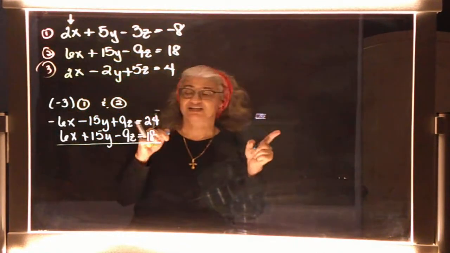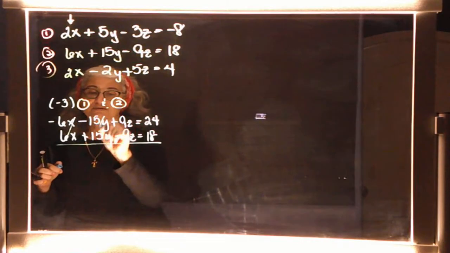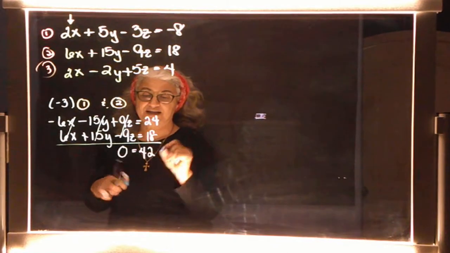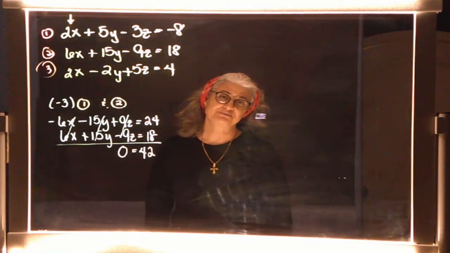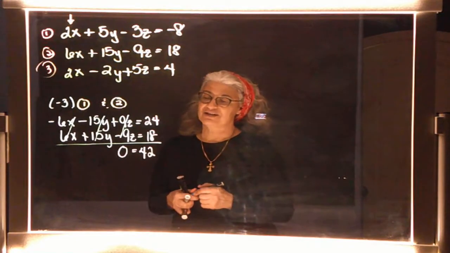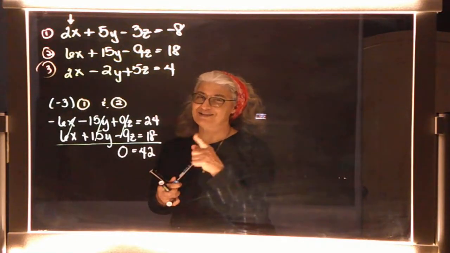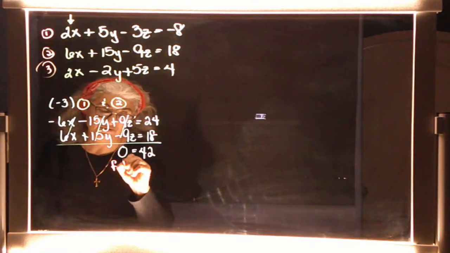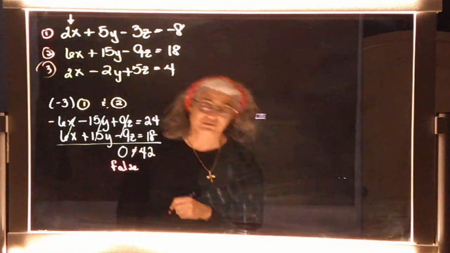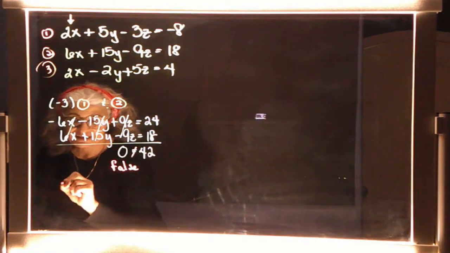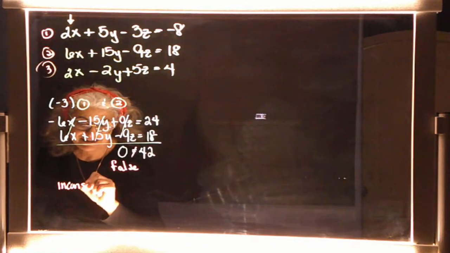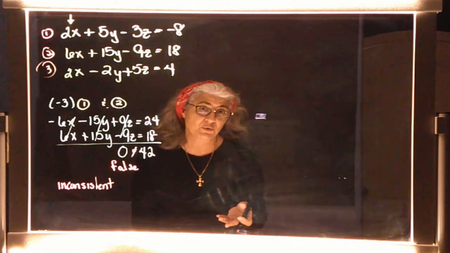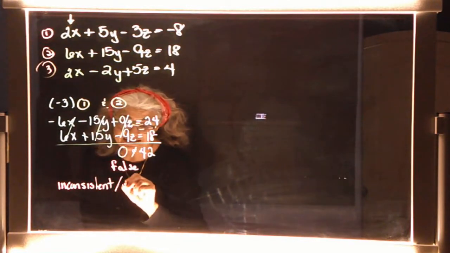Add it all together. Wait, drops. Okay, that whole side is 0. 0 equals 42. Does 0 equal 42? Yeah, it doesn't. So, that's not true, right? That's a false statement, isn't it? So since this is false, since 0 doesn't equal 42, that means this system is inconsistent. Inconsistent means there's no answer. However, it is still independent.